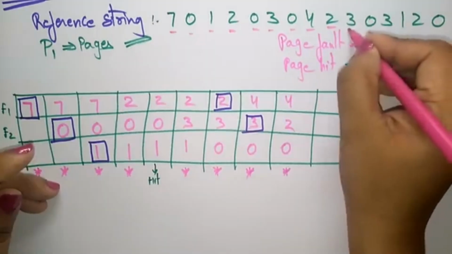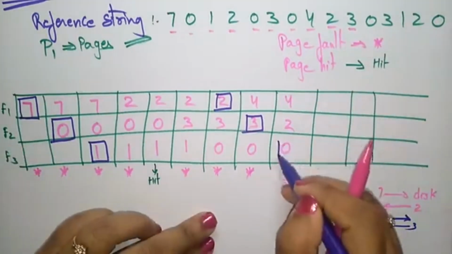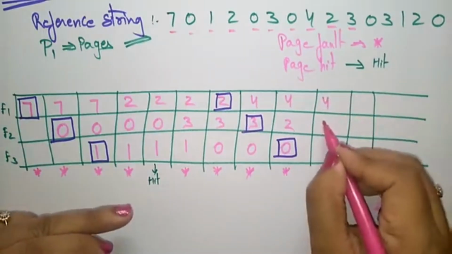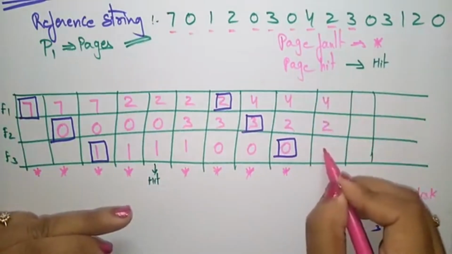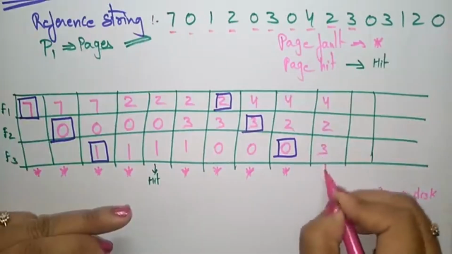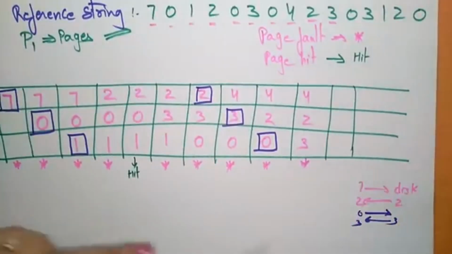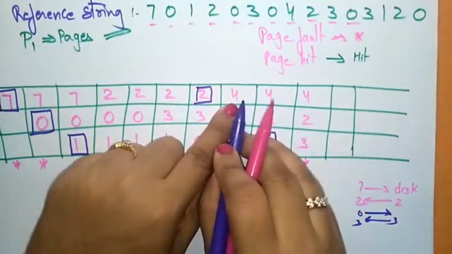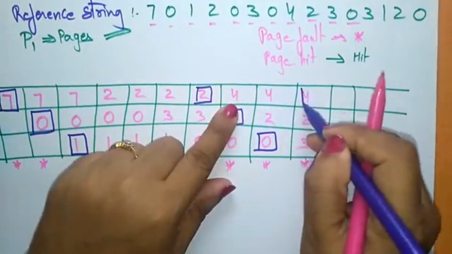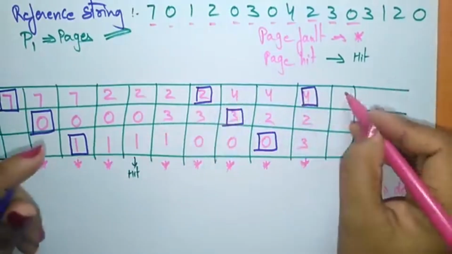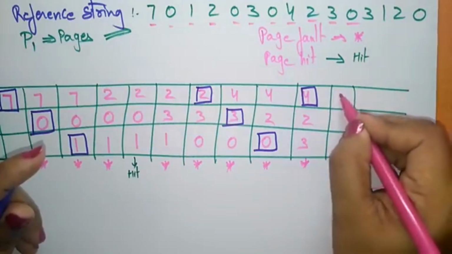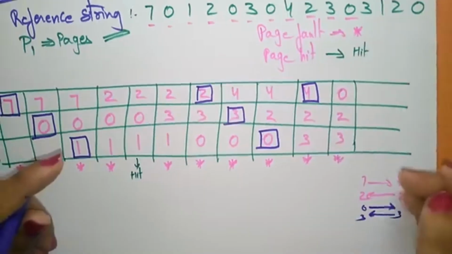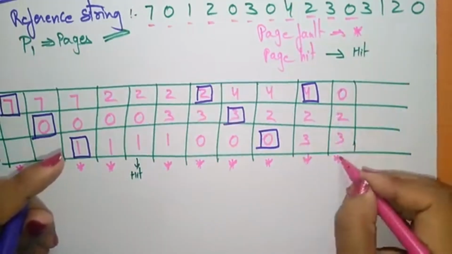Next 3. This page has to be replaced. 4, 2, 3. There is also a page fault. Next 0. So the first in first out, what is this? 4 is first in. So that has to be replaced. Now place 0, 2, 3. This is also a page fault because 0 is not present.